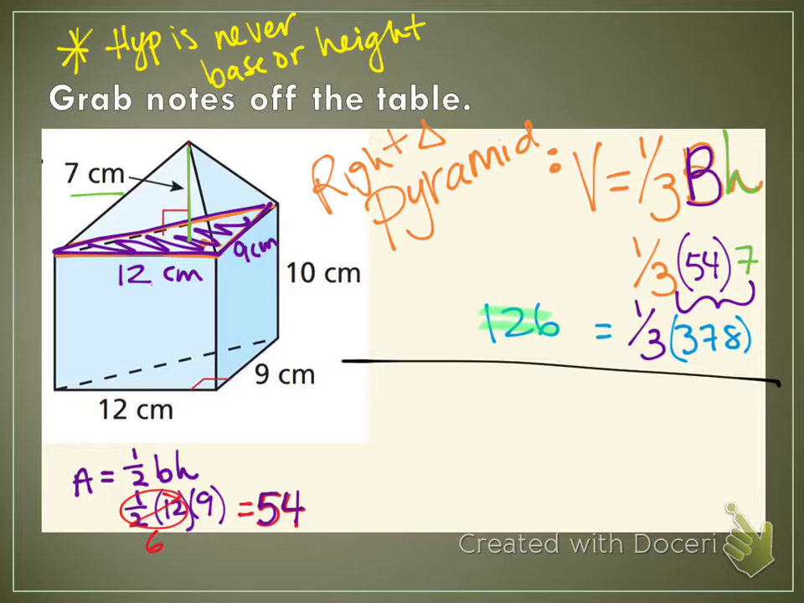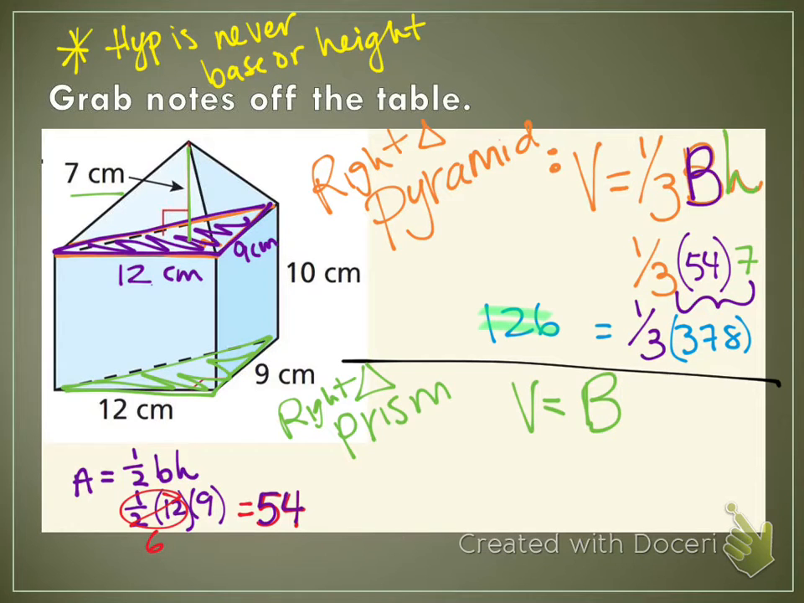So I'm going to draw a line. The bottom, is it a prism or a pyramid? It is a prism. What kind of prism? Yeah, it's still a right triangular prism. The two bases are triangles. So what is the volume formula for any prism? The area of the base times the height. What is the area of the base? It's still 54. Still has 12 and 9 as the side lengths, so 54. And then times the height of the prism only. It is 10. So times the height, which is 10, which is 540.